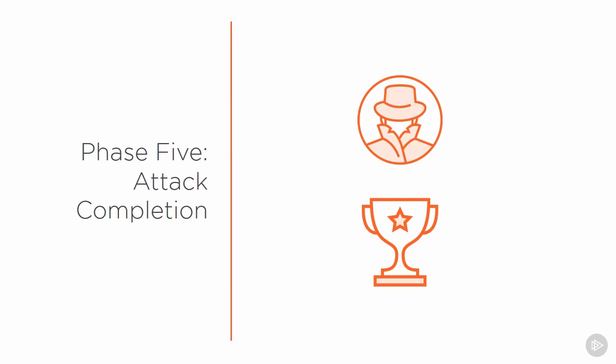The final stage of the attack is attack completion. After achieving the end goal, APTs will generally attempt to clean up all traces of their presence and sometimes will backdoor multiple systems to ensure continued access for any further operations. This stage is called attack completion.